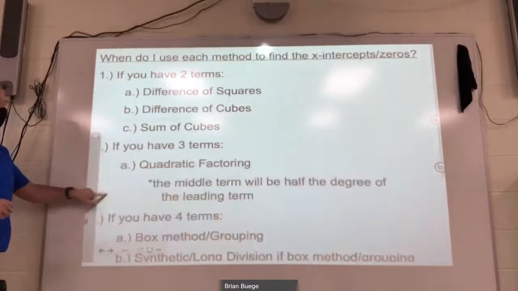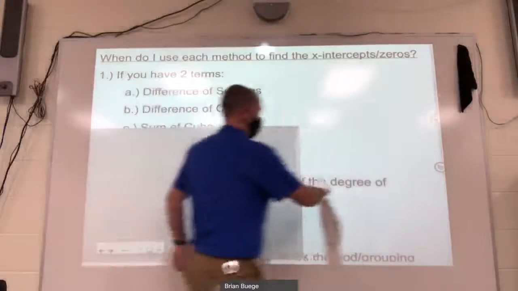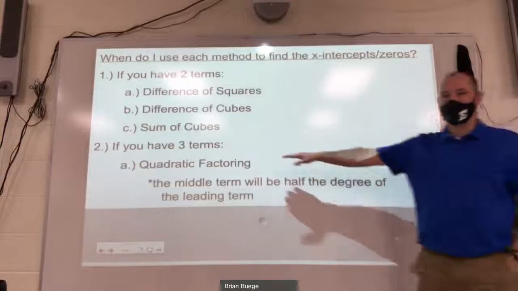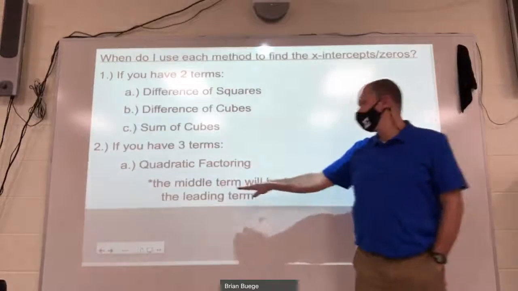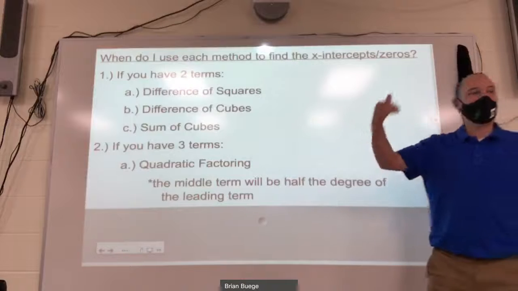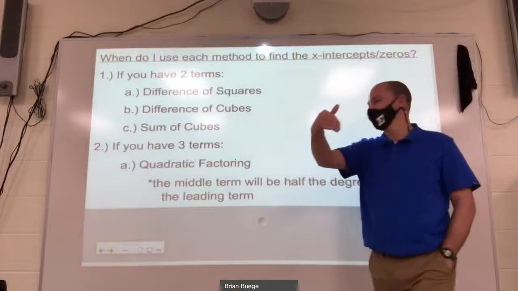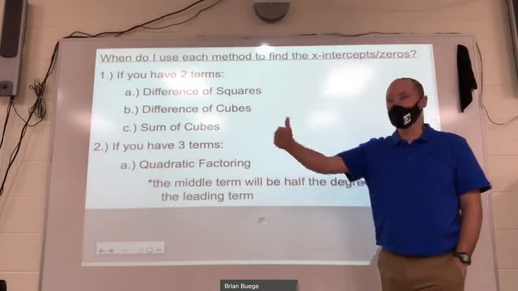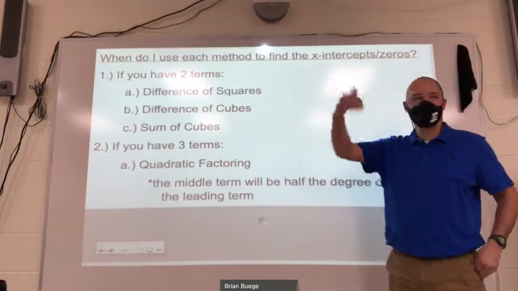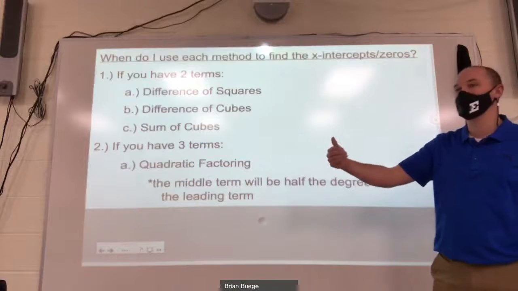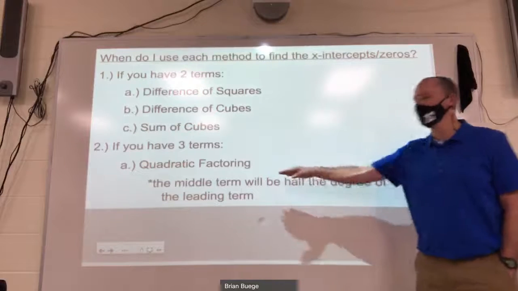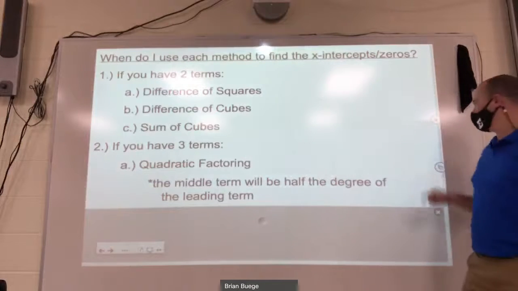If you have three terms, then it's probably that quadratic factoring that we've talked about, where the middle term is always half the degree of the first term. You might have an x to the fourth as your leading term, then an x squared as the middle term, and then a constant term. Or it could be x squared, x, and a constant term. It could be x to the sixth, x cubed, and a constant term. Any of those is your quadratic factoring. You just keep working your way down from there.